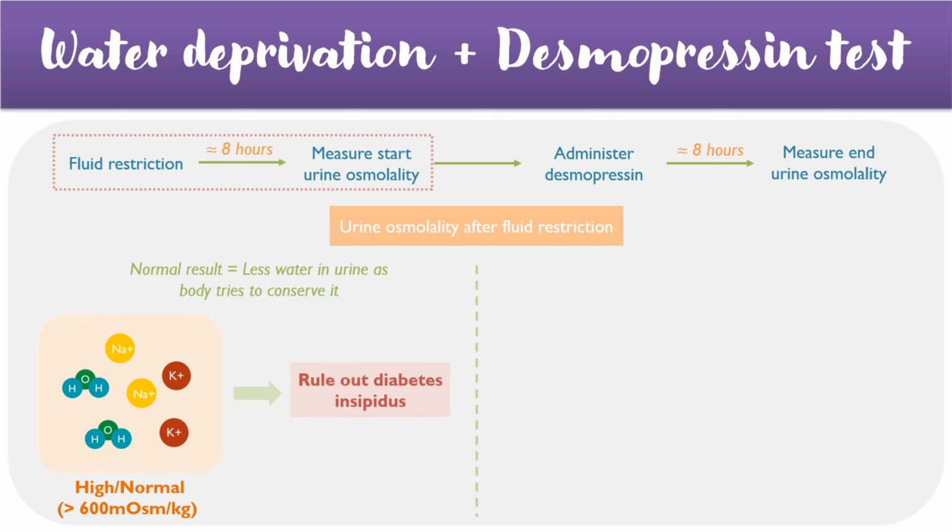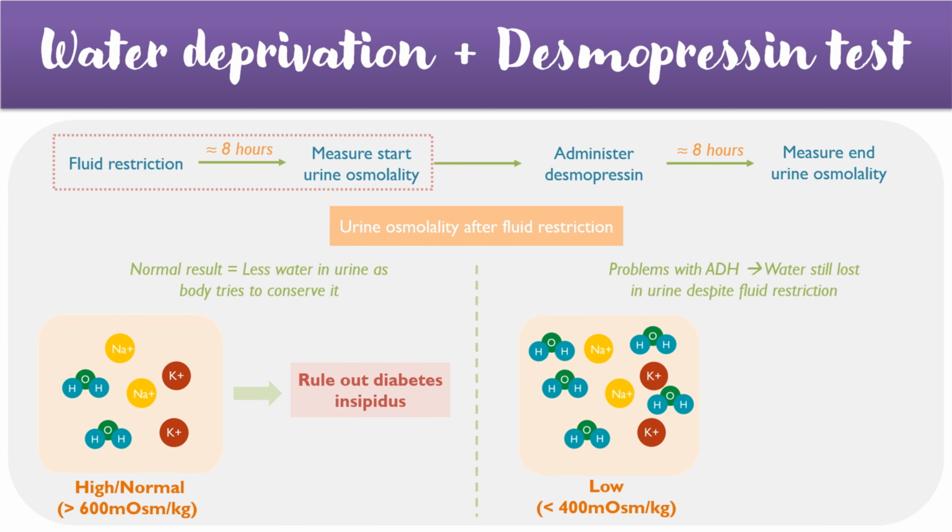insipidus. In cases of diabetes insipidus itself, there are problems with ADH, so water is still lost in the urine even though you're expecting more to be reabsorbed back into the blood. So if there's a low urine osmolality after water deprivation, less than 400 milliosmoles per kilogram, we might be considering a diabetes insipidus diagnosis, and we should move on to desmopressin testing in this case.